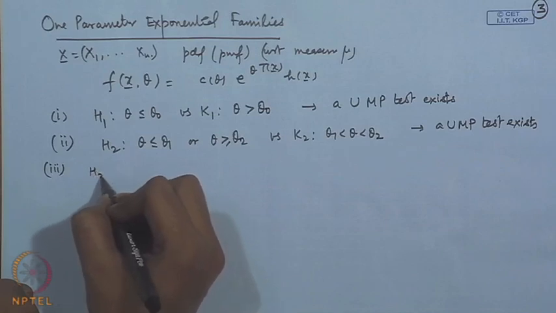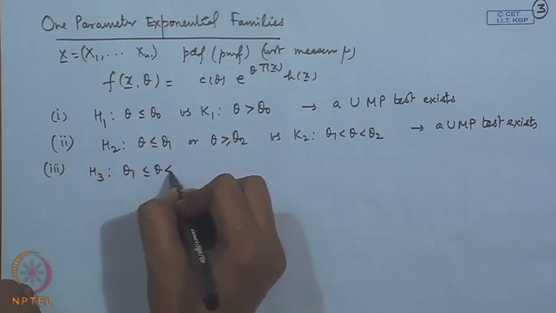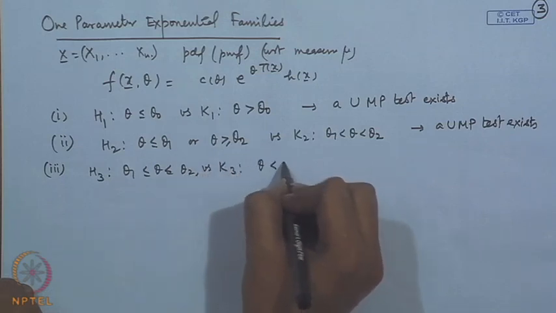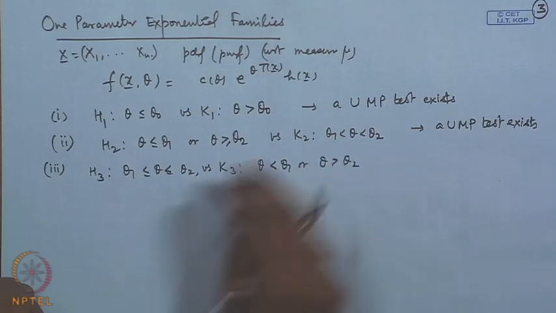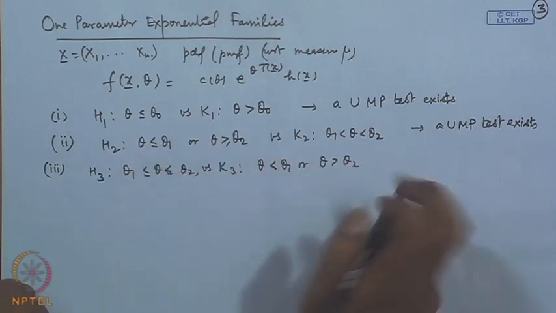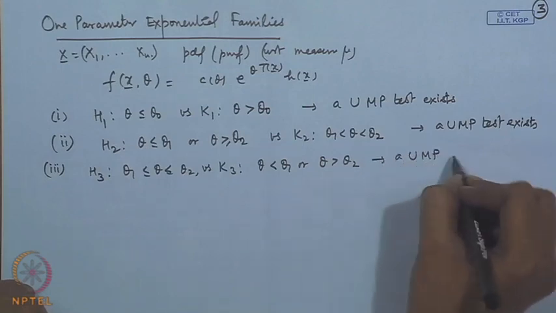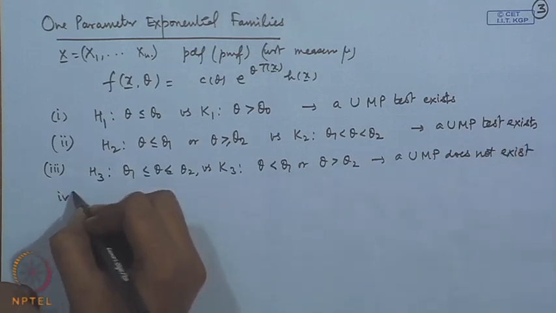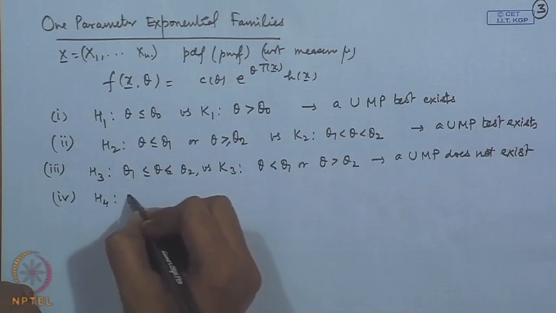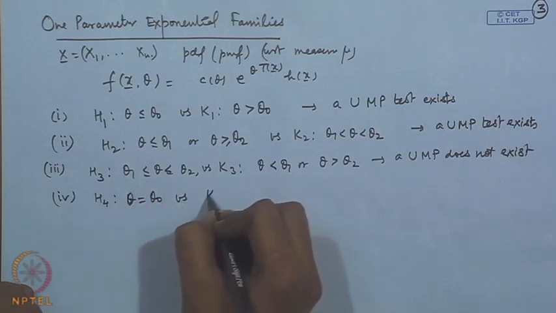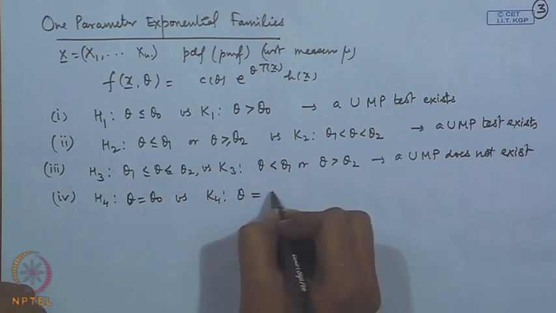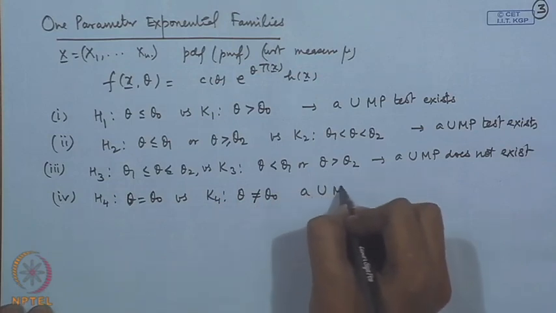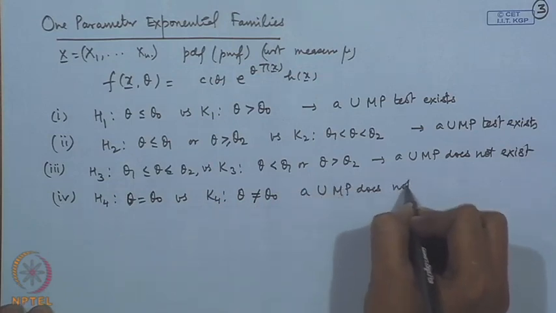Let us consider, say, H3: theta 1 less than or equal to theta less than or equal to theta 2 against K3: theta less than theta 1 or theta greater than theta 2. This 3 is actually the dual of 2. Here a UMP test does not exist. And if we consider theta equal to theta naught against an alternative that is also two sided, a UMP test does not exist.